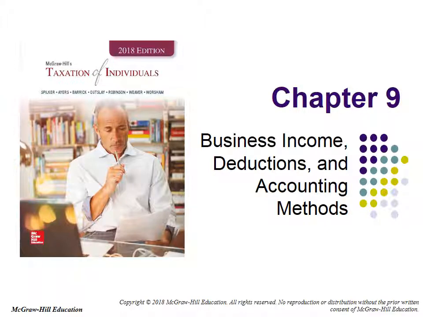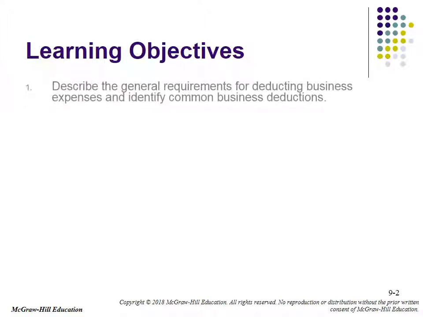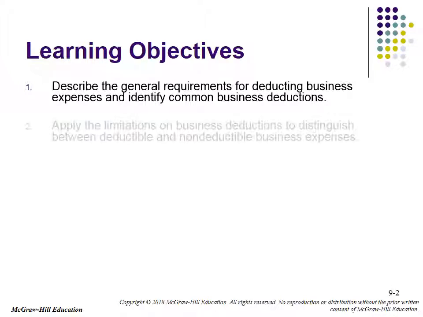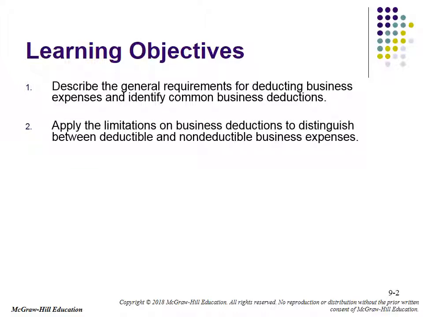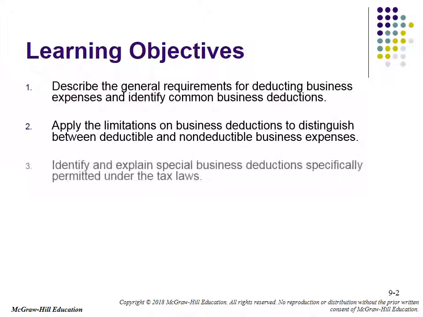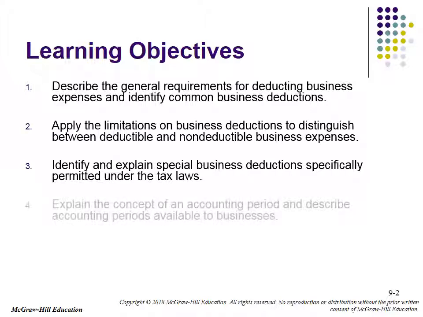Chapter 9, Business Income, Deductions, and Accounting Methods. So in this chapter, we're going to describe the general requirements for deducting business expenses and identify common business deductions. We're going to apply the limitations on business deductions to distinguish between deductible and non-deductible business expenses. Identify and explain special business deductions specifically permitted under the tax laws.